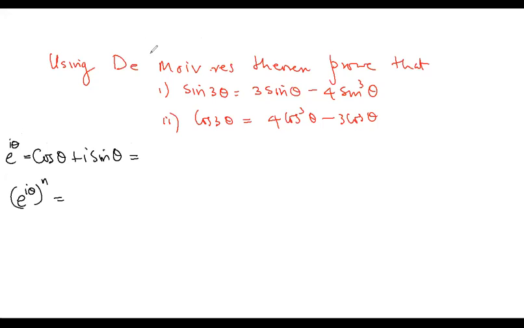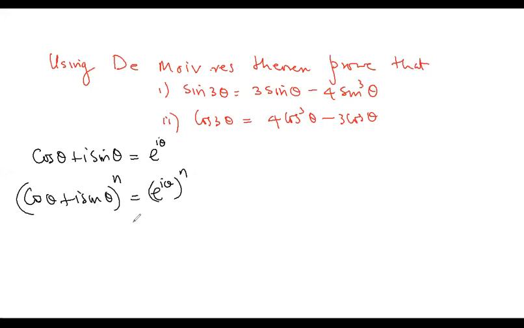Okay, I'll write it this side. Cos n theta plus i sin n theta. We know that this is e raised to i theta. So what is cos theta plus i sin theta, raised to n? Cos n theta plus i sin n theta. Very good. e raised to i n theta.